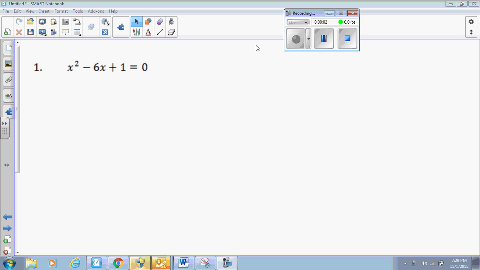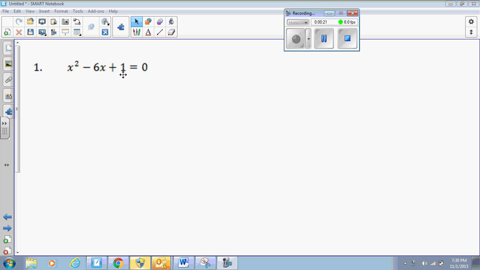At this time, I'm going to go through the steps we need for the homework, which was solving some problems using completing the square. And these problems will be very similar to what we're going to see in the quiz tomorrow. So I'll start with this problem right here, x squared minus 6x plus 1 equals 0.